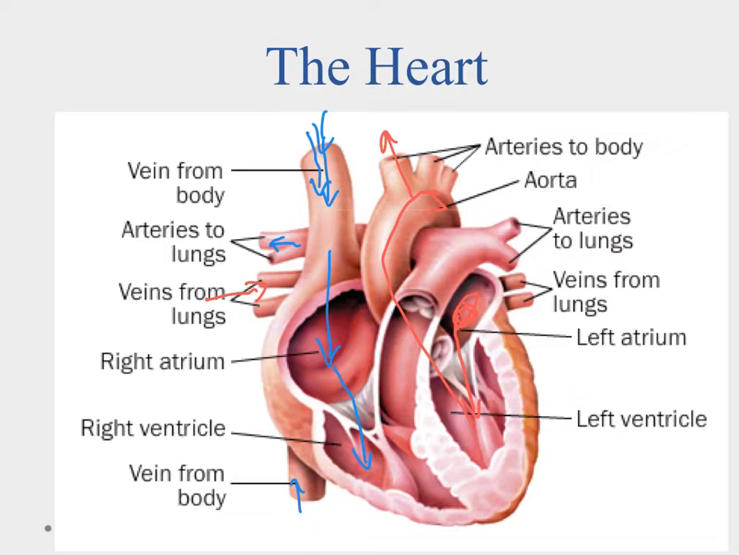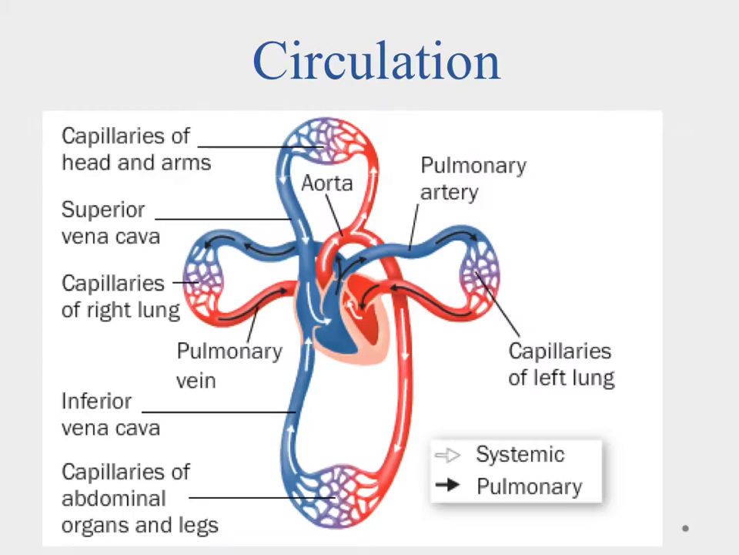So let's take a peek at the system real fast. And here we can see it. We have two primarily different systems. We have the systemic system, which is here, and then we have the pulmonary system here. The pulmonary system deals with the lungs, and this is how we get our blood to and from the lungs.